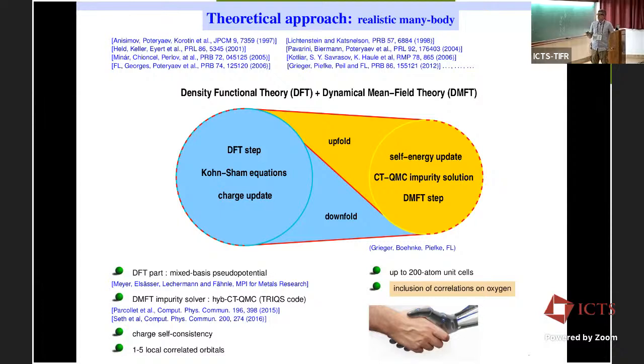There are some technicalities on this, which are not super important. We do QMC. It's charge self-consistent, so the charge is always updated in each step, so it's a full-fledged thing. We can do up to 200-atom unit cells, so we really can do materials science with this. It's a heavy beast, of course. You have to do quantum Monte Carlo at each step. You have to use a supercomputer, but still, it's doable.